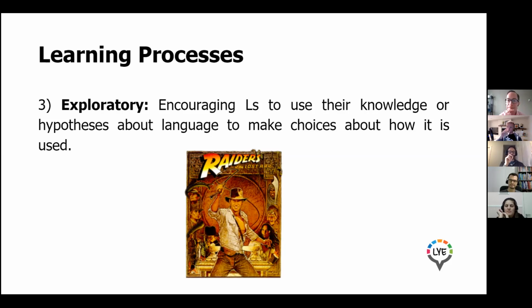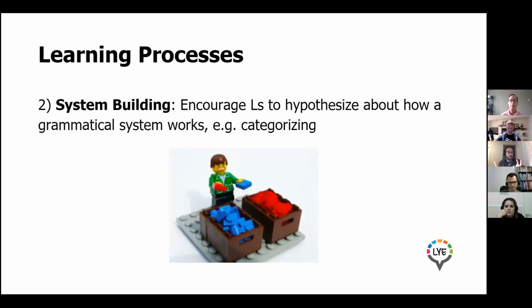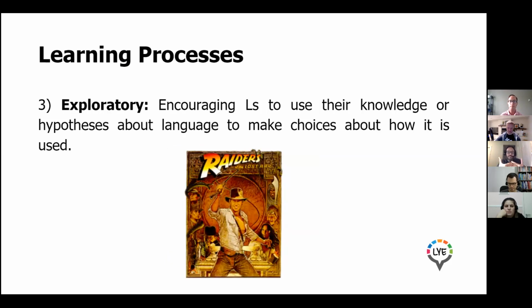No, I was just going to say, if you look at these three learning processes, the first one is noticing, right? Going back to Schmidt's hypothesis, getting students to notice specific features of the language, drawing their attention to it. The second one is what we call the Lego. They have to build these systems. They have to hypothesize, right? And in the third one, we give them the freedom to explore. Here, you're in the jungle. Now go ahead, find more examples of this, or make your own choices, as opposed to me telling you.